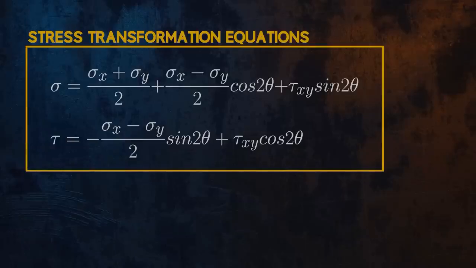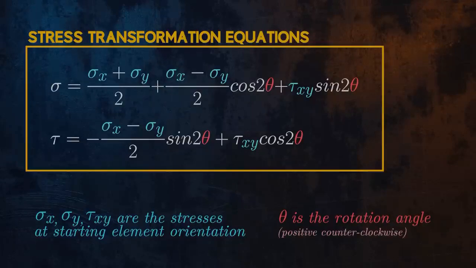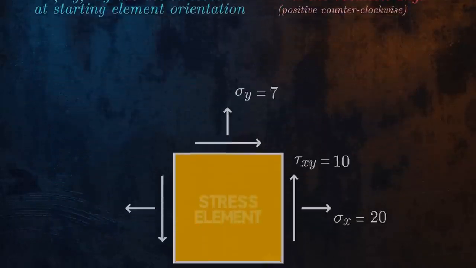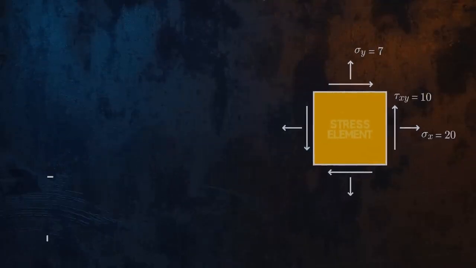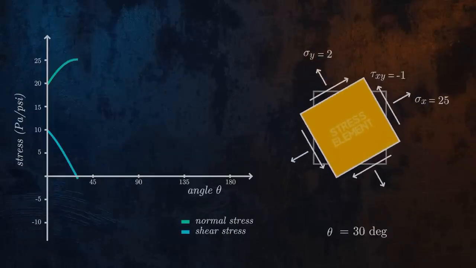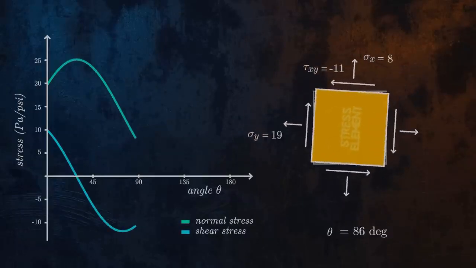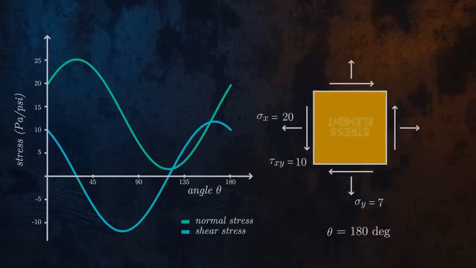The inputs to these equations are the normal and shear stresses at the starting orientation of our stress element, and theta, the angle through which we are rotating the element. Theta is positive for counterclockwise rotation. Let's look at an example of stress transformation for the stress state described by the stress element shown here. As we rotate the stress element, the normal and shear stress components will vary. Once we have rotated the stress element by 180 degrees, we will return to the configuration we started with.